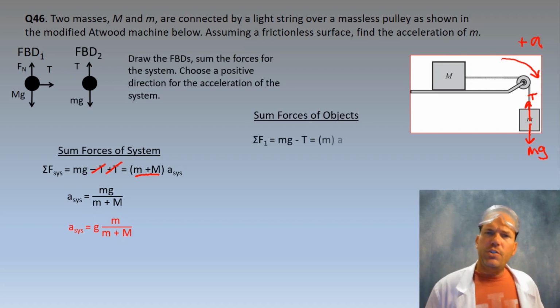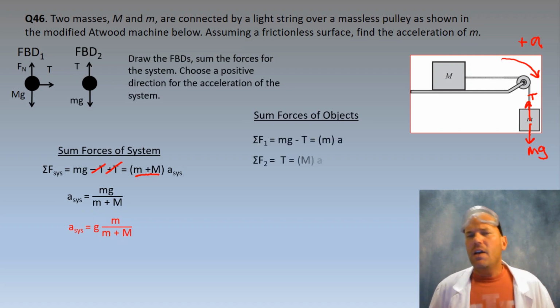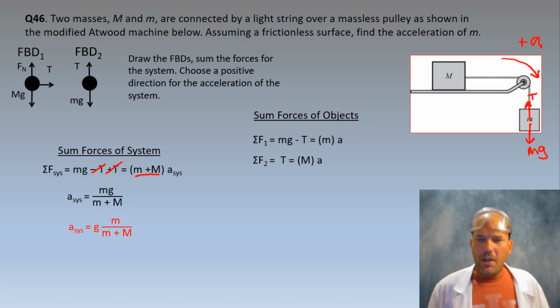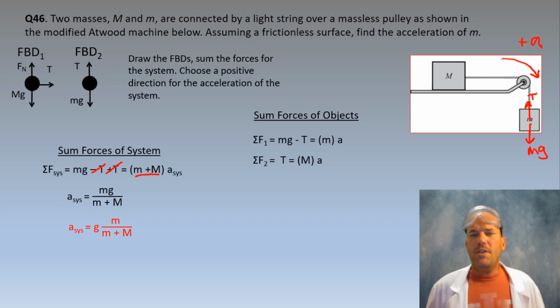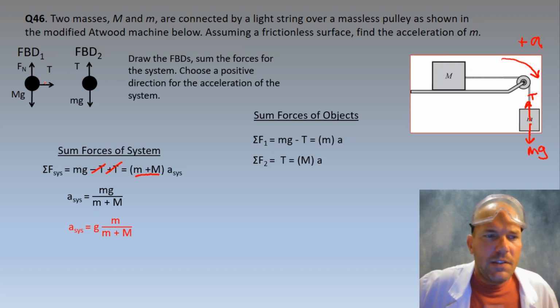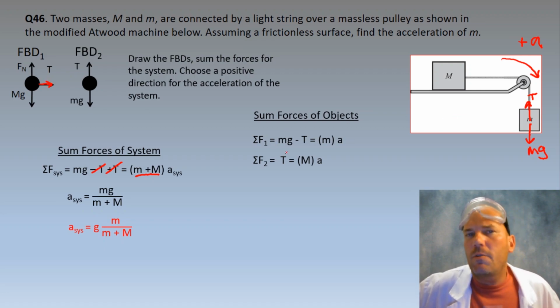Now, if you choose to sum forces using an object approach, you can do so. For object 1, we'll have mg minus the force of tension, and that's the lowercase m, the smaller mass. And for object 2, we have the tension force. I want you to look here. Look at what's acting on this. Just this one tension force is acting in the horizontal direction.